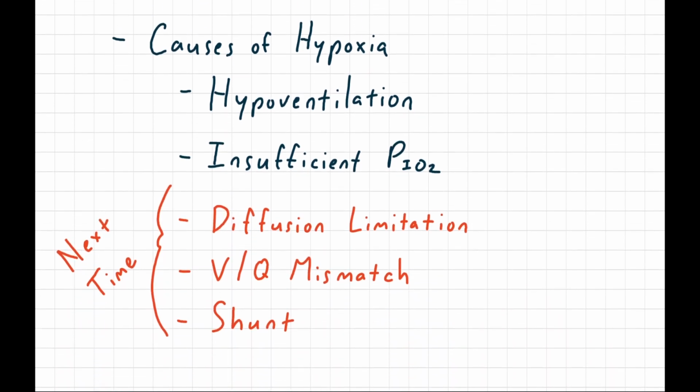Next time, we'll look at three more common causes of hypoxemia: diffusion limitation, ventilation-perfusion mismatch, and shunt. What these three will have in common is that the arterial partial pressure of oxygen will differ from the alveolar partial pressure of oxygen.